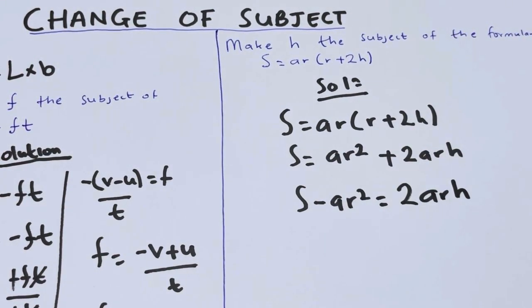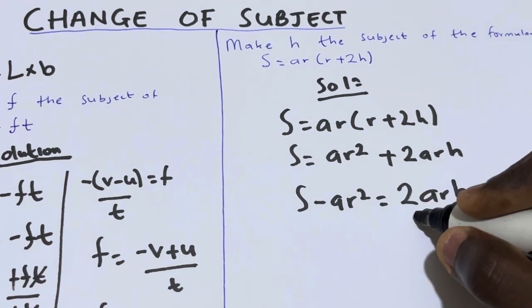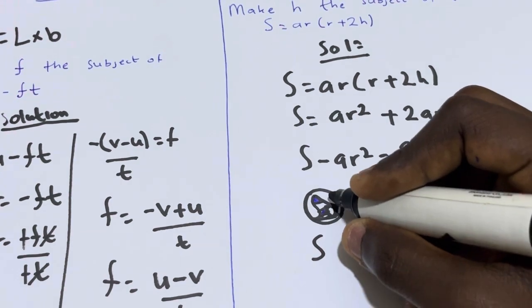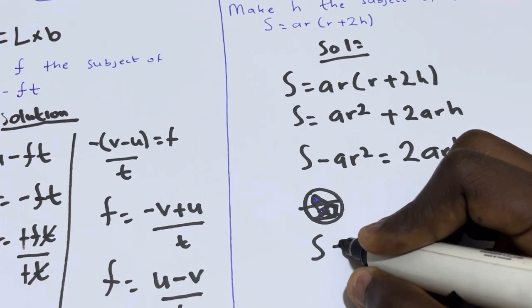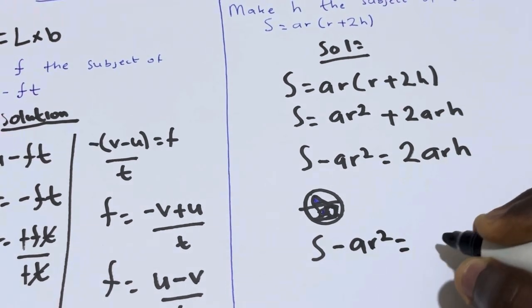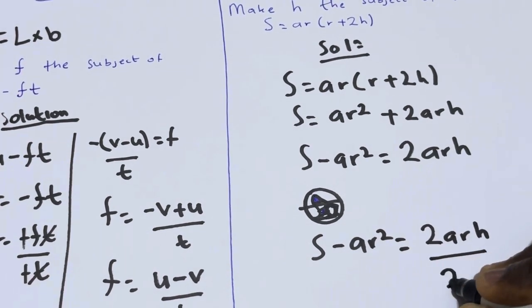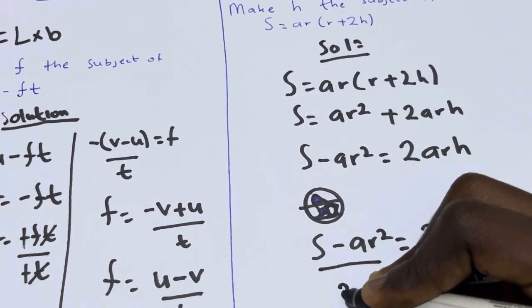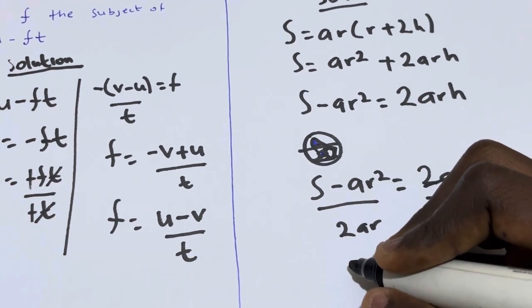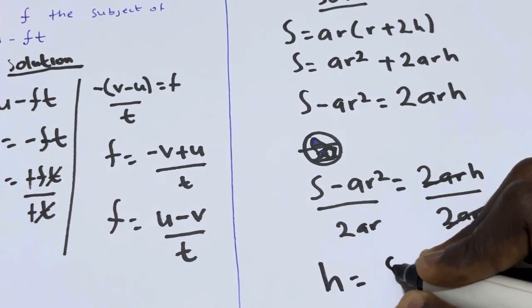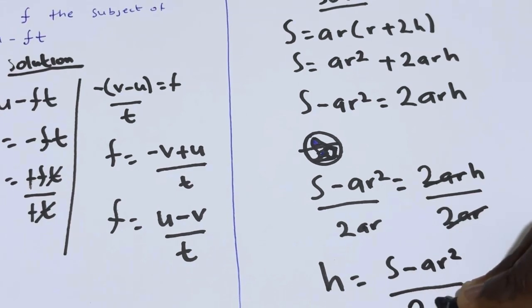So once we are done with this, we must remove everything that's attached to the h, and here it is the 2ar. Come down here, we cancel this out. You have this to be a, divide both sides by the 2. So we have h equals s minus ar squared divided by 2ar.